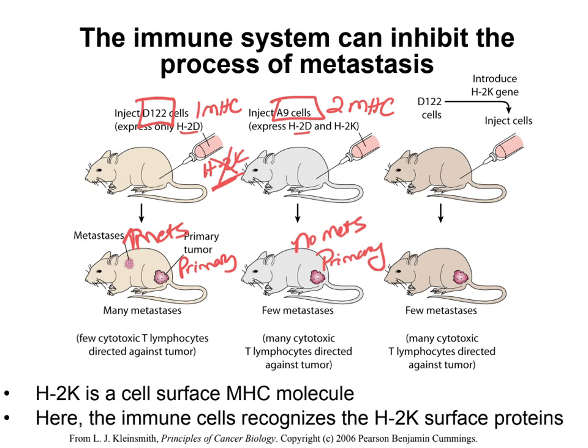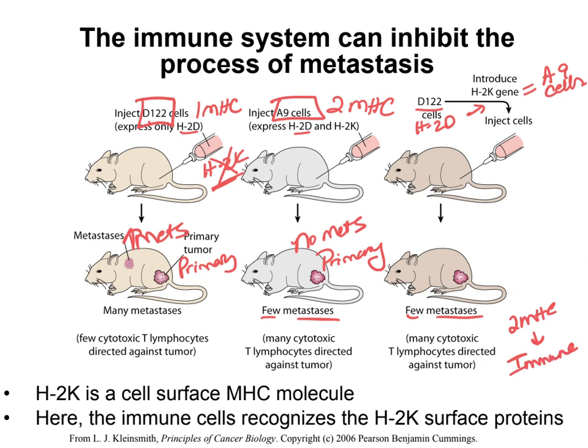So what they do is they take the D122 cells. Remember, they only expressed H2D. They add H2K. When they do that, then that makes it similar to the A9 cells. They inject them into the mouse, and what do they see? They see few mets. So it makes it very similar to the A9 cell model. So this is giving the idea that the presence of the two MHC molecules was important for immune surveillance.